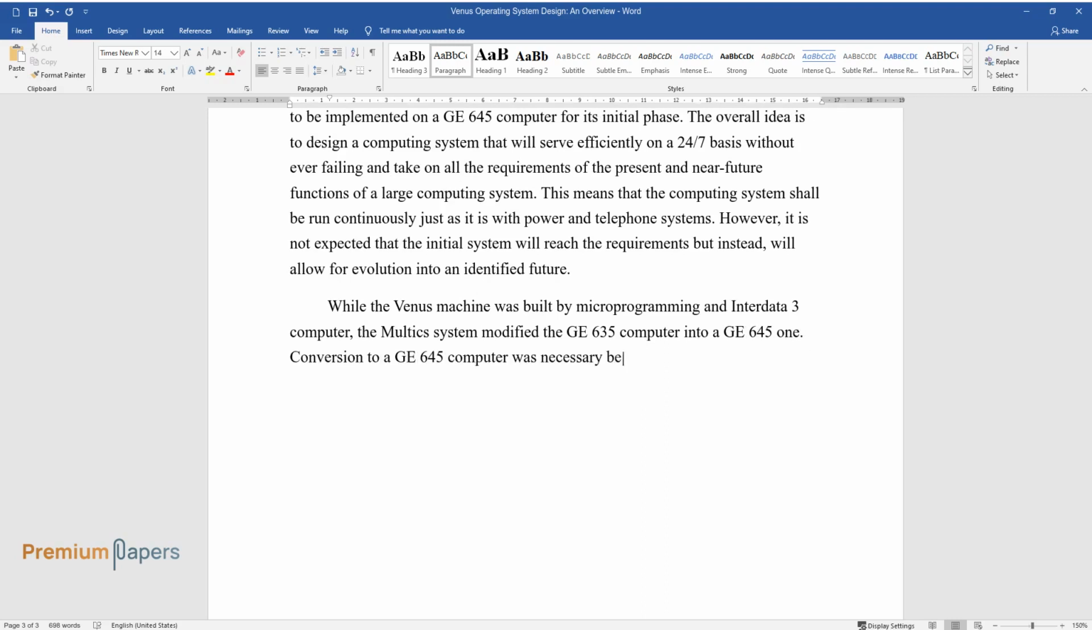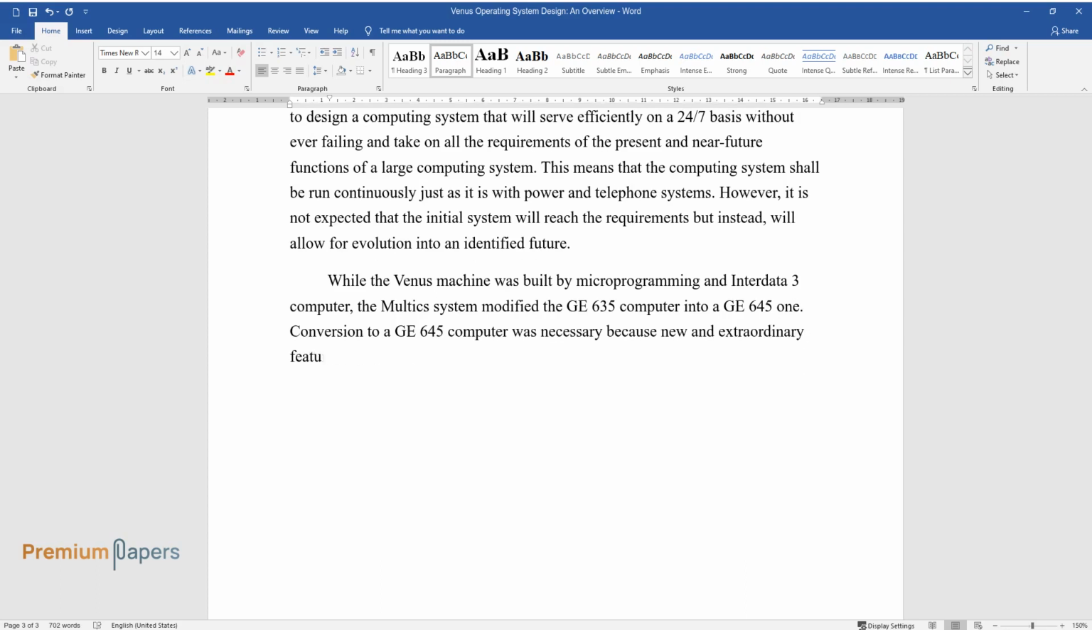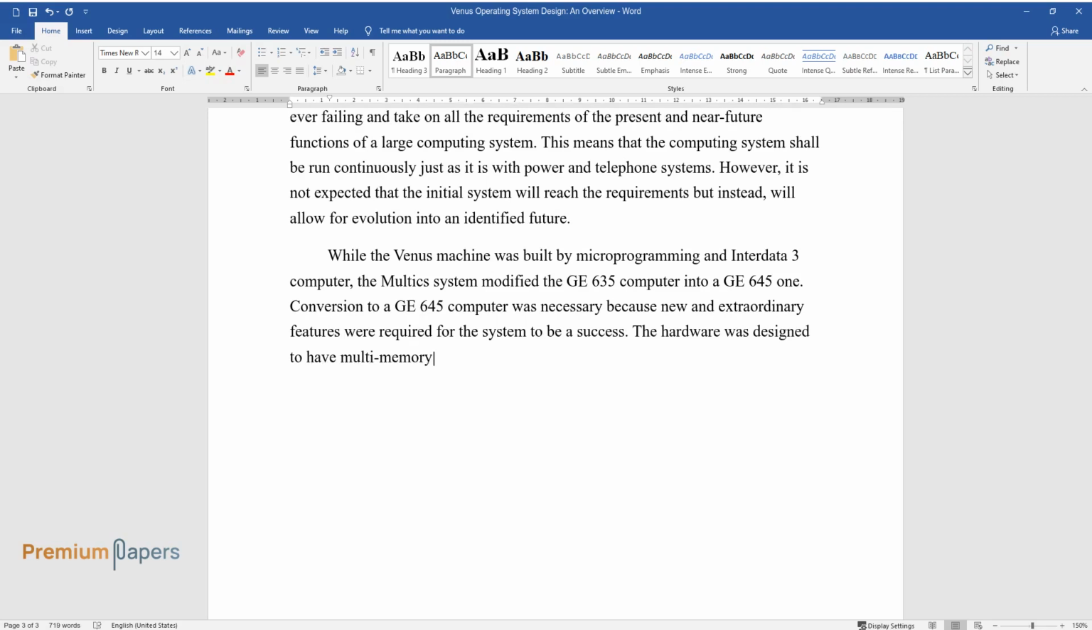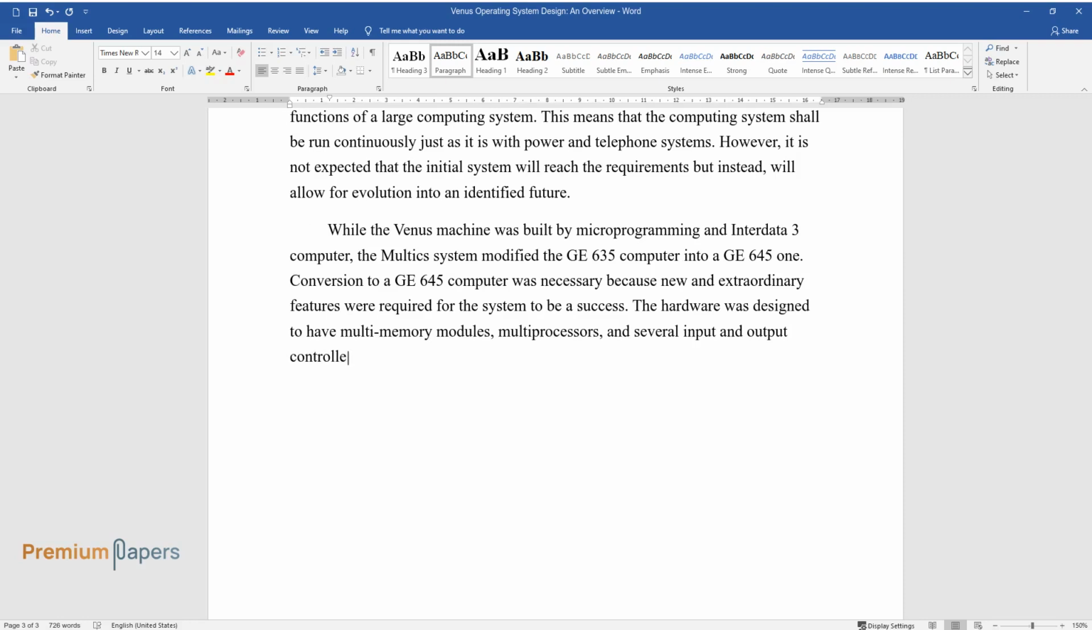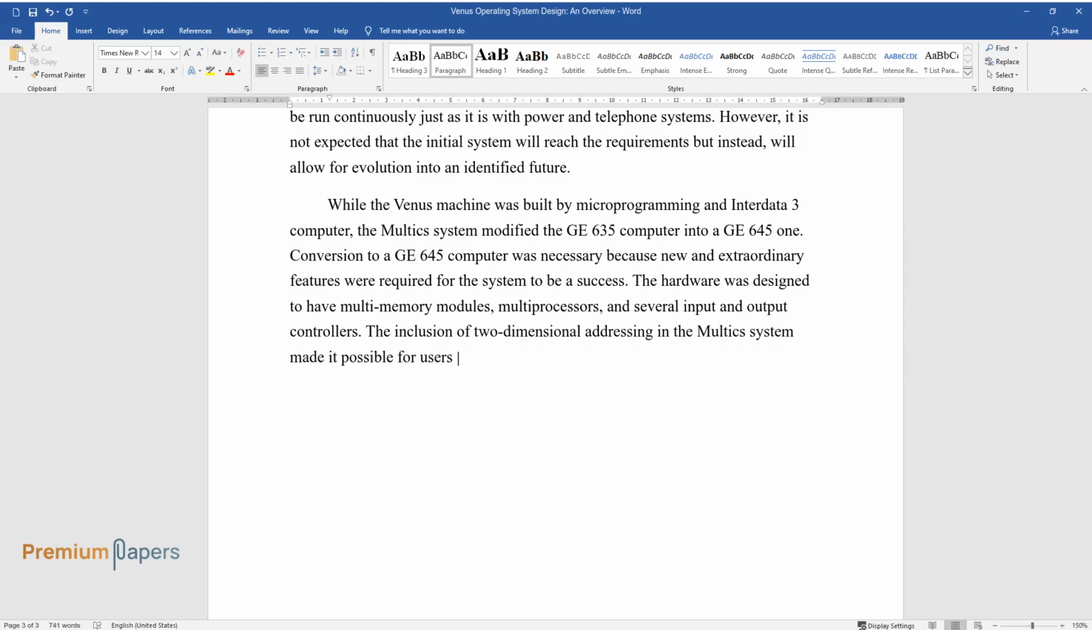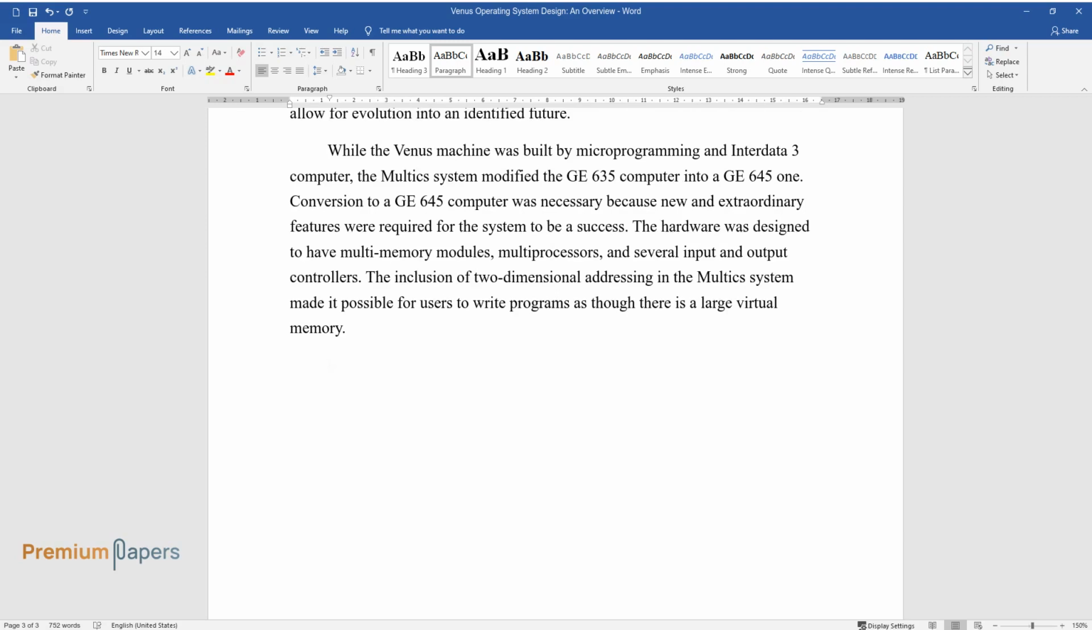Conversion to a GE645 computer was necessary because new and extraordinary features were required for the system to be a success. The hardware was designed to have multi-memory modules, multiprocessors, and several input and output controllers. The inclusion of two-dimensional addressing in the Multics system made it possible for users to write programs as though there is a large virtual memory.